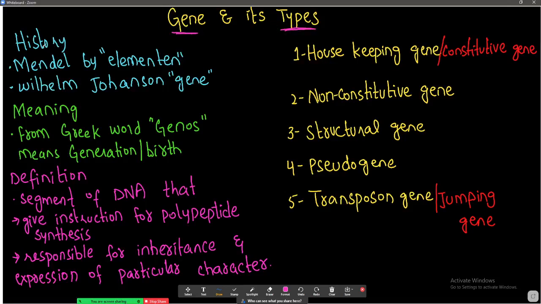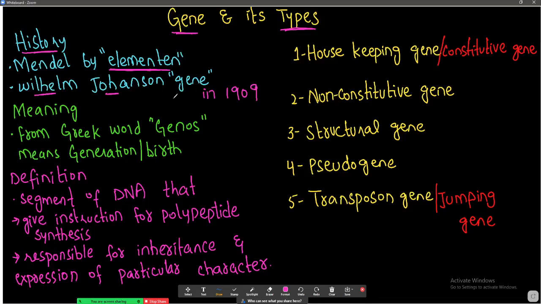The history of the gene: the heredity unit, which we now call the gene, was proposed by Mendel, who gave it the name element. Later on, in 1909, William Johannsen introduced the term gene for the basic unit of heredity.